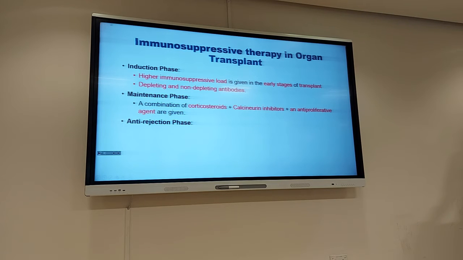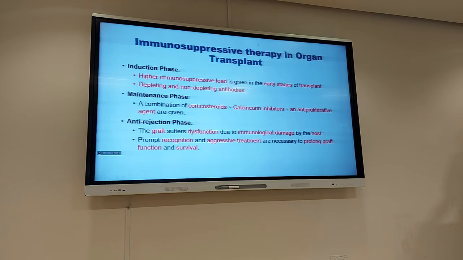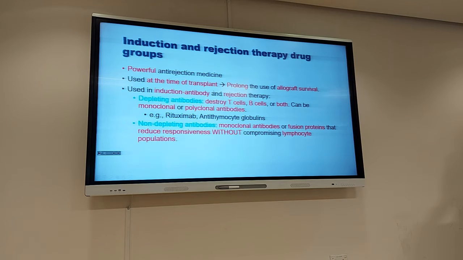In case of any rejection that occurs after transplantation, we try to save the graft as much as we can, and this usually prompts recognition of aggressive treatment to prolong the survival of the grafts. In this, we usually use a combination of basiliximab, which is an IL-2 inhibitor antibody, with the calcineurin inhibitors and glucocorticoids or corticosteroids.